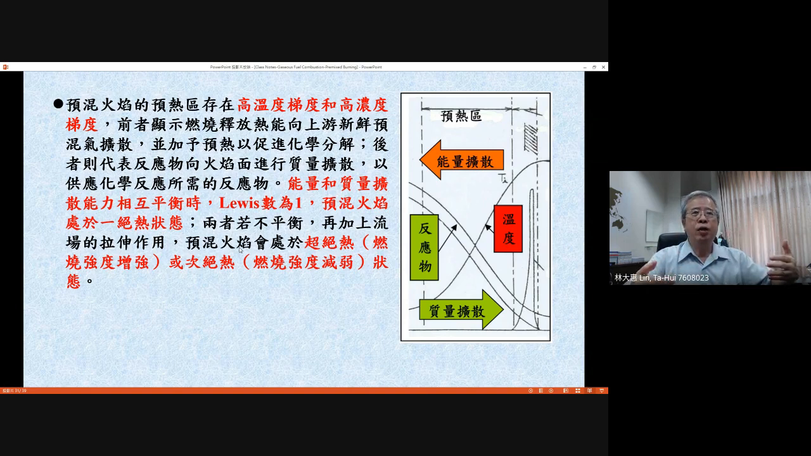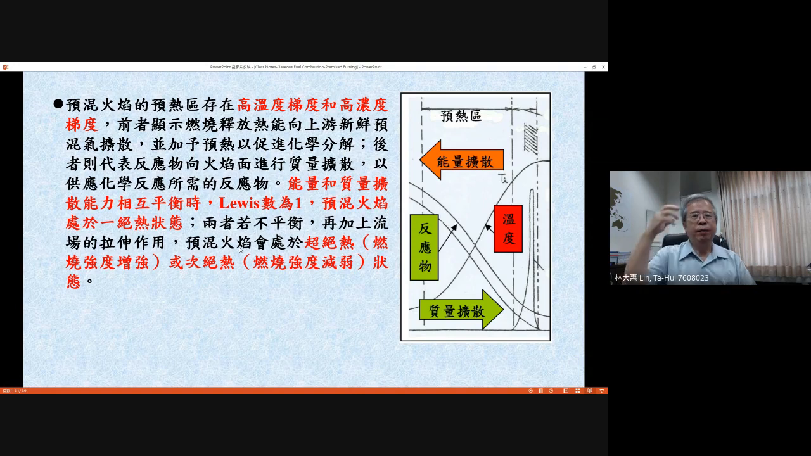And the directions for the thermal diffusion and the mass diffusion are opposite. Heat diffuses to the upstream. That gives you the idea of preheating the upstream premixture. The upstream premixture absorbs heat, starts to decompose into more active species, and the concentration is reduced. Those diffusion processes balance if the Lewis number equals 1.